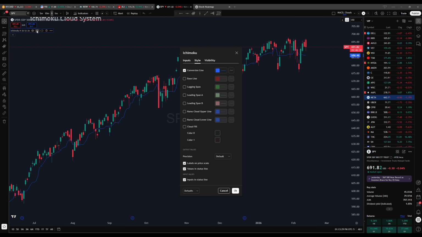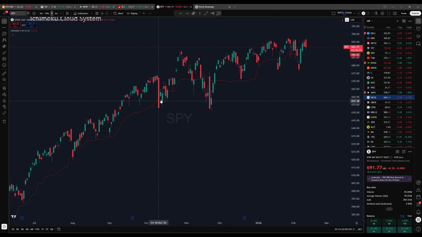Now let's go over another line. Next, we're going to leave just the baseline on here. The baseline is this red line that you see going across my screen. This is based on a 26-day high and low midpoint. Think of this line as the slow line, or static gravity. When price moves too far from the baseline, it's like a rubber band stretching. Eventually, the math dictates a snapback closer to this mean.